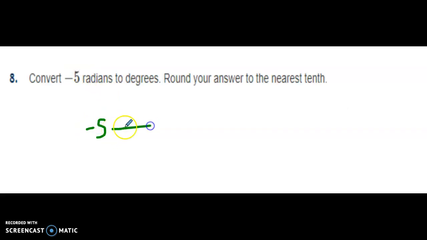So we want to then divide by pi and multiply by 180. And this time you're going to get a decimal answer, but that's okay because it says round your answer to the nearest tenth. So you just grab a calculator: negative 5 times 180 divided by pi.